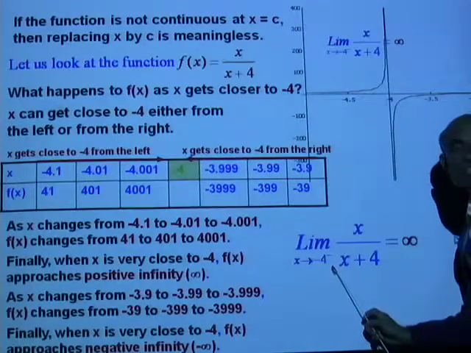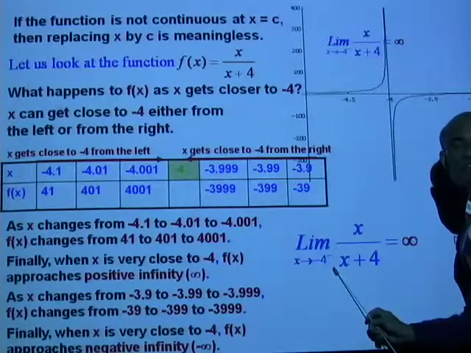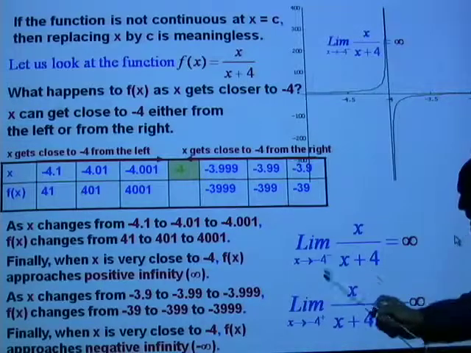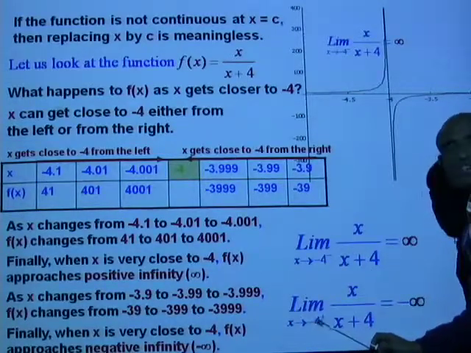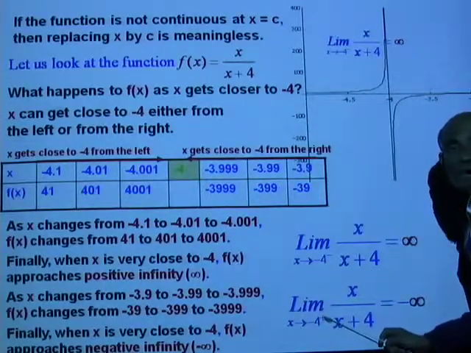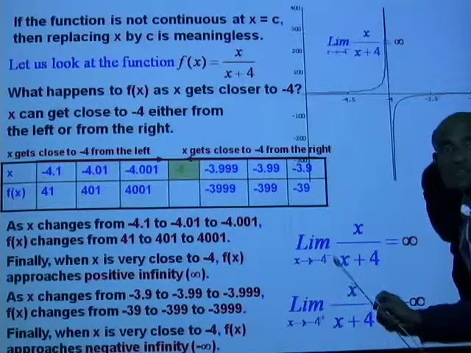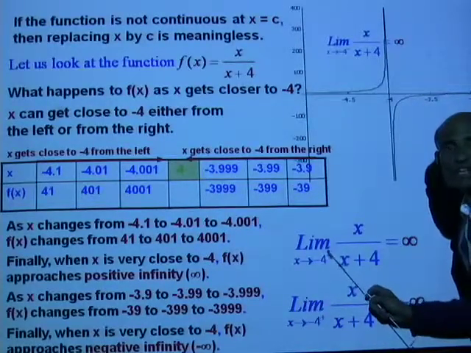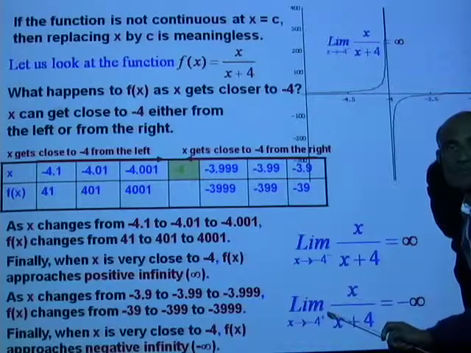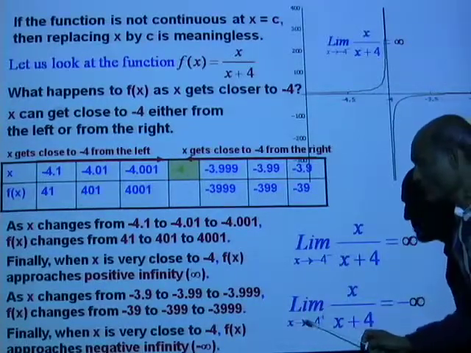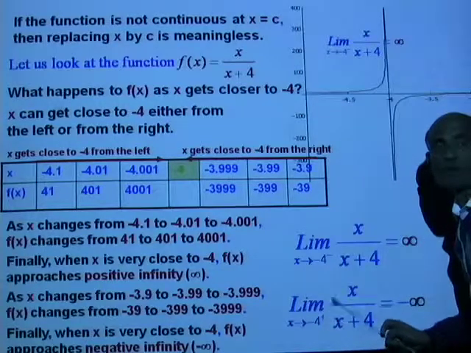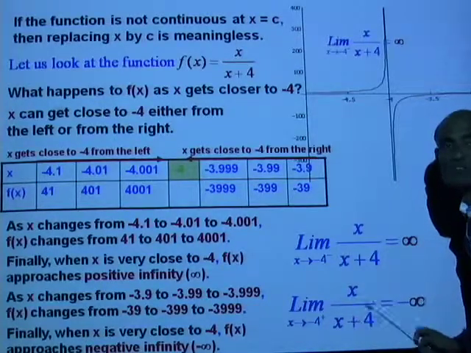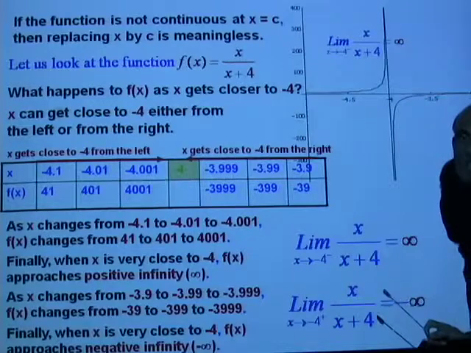And how do we write it in a form like this? Alright, look at this. Limit x approaches negative 4 from the right. I want you to distinguish these two. That negative sign indicates from the left, the positive sign from the right. Limit x approaches negative 4 from the right, x over x plus 4 is negative infinity.